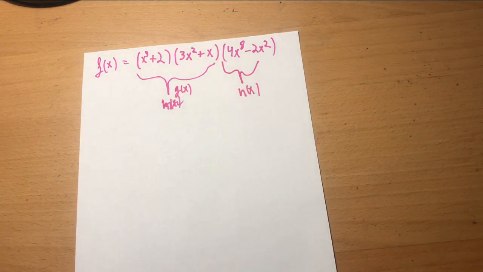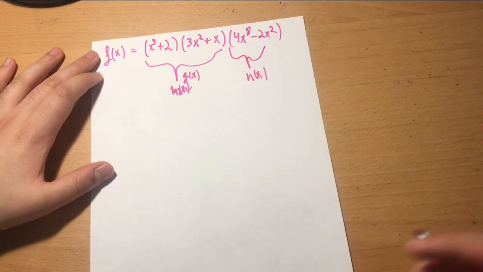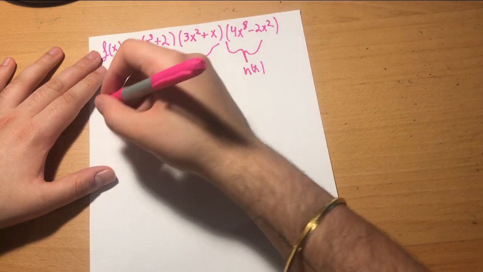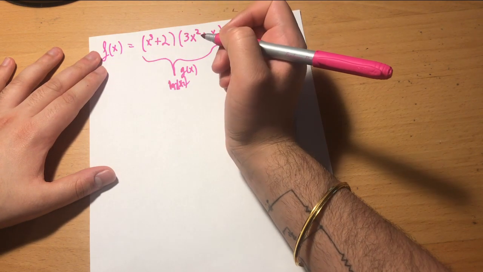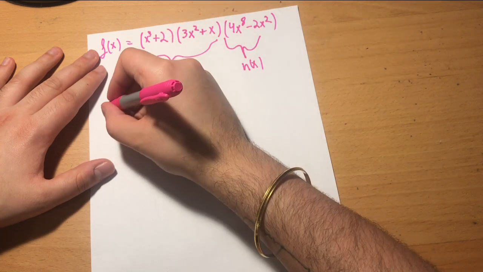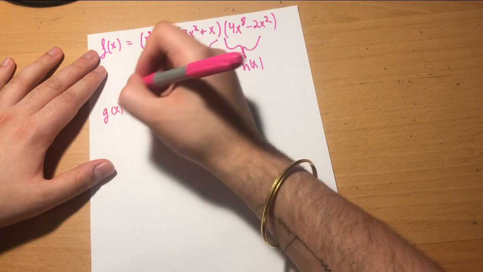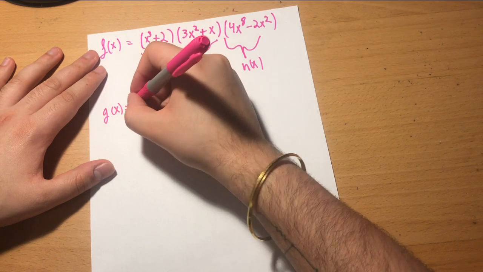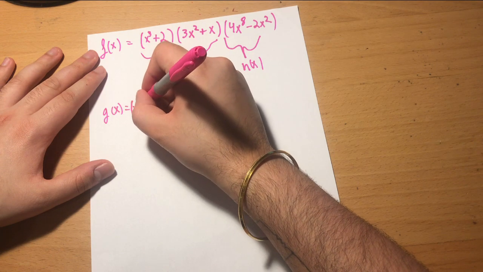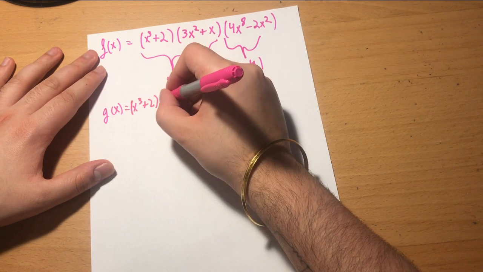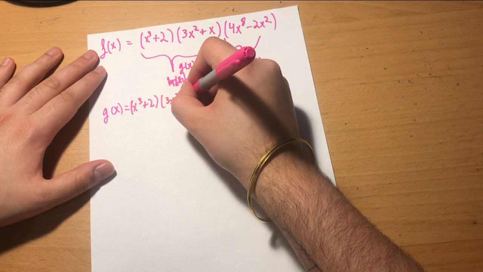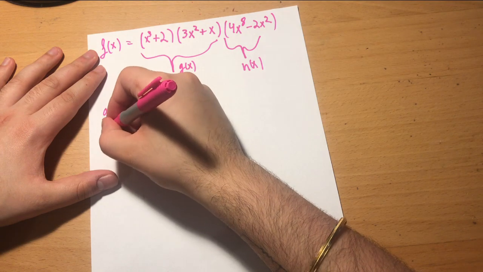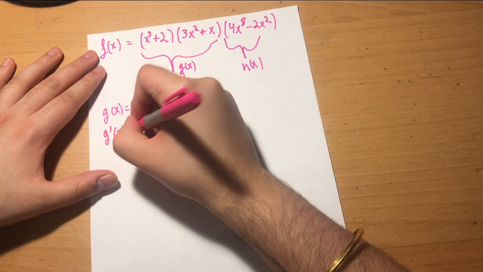Now, let's start by just making our chart. Like I said before, if you're used to not using it at this point, perfectly fine. This is just for instructional purposes. So we know what our g of x is, and that is x cubed plus 2 and 3x squared plus x. While our h of x, and let me just write the g of x here. Trying to figure out what that is.